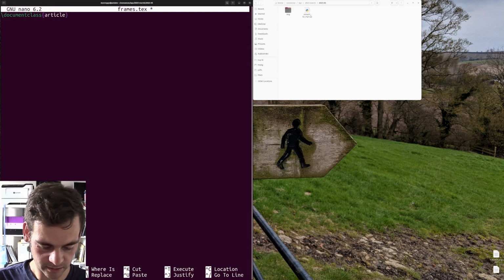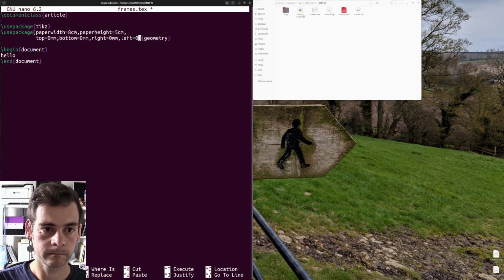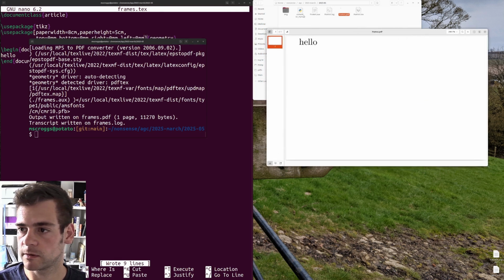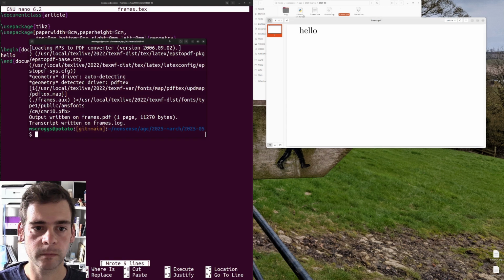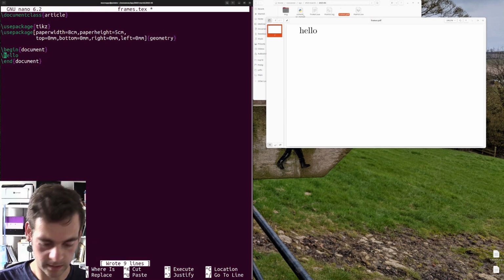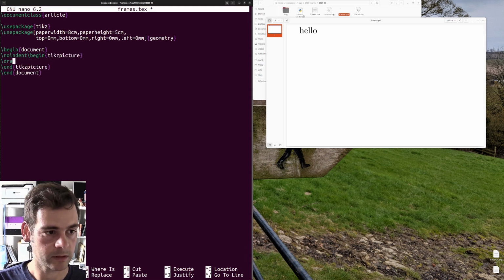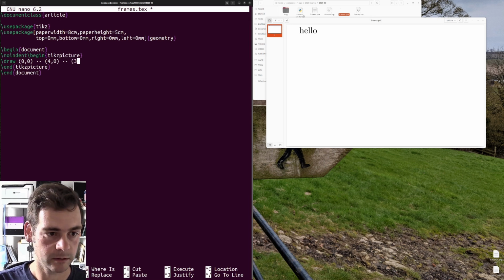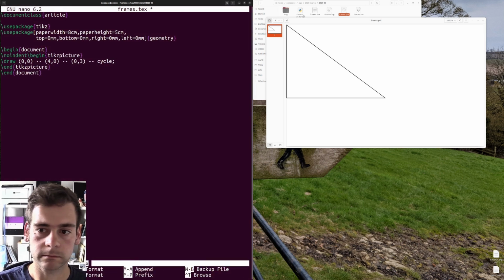LaTeX document stuff. Right, so we've got a document building. Let's do a no indent and then a TikZ picture. And we'll start by drawing a right angle triangle. And I'm going to do a 3, 4, 5 triangle, just because it will be simpler to work out where the coordinates will be.